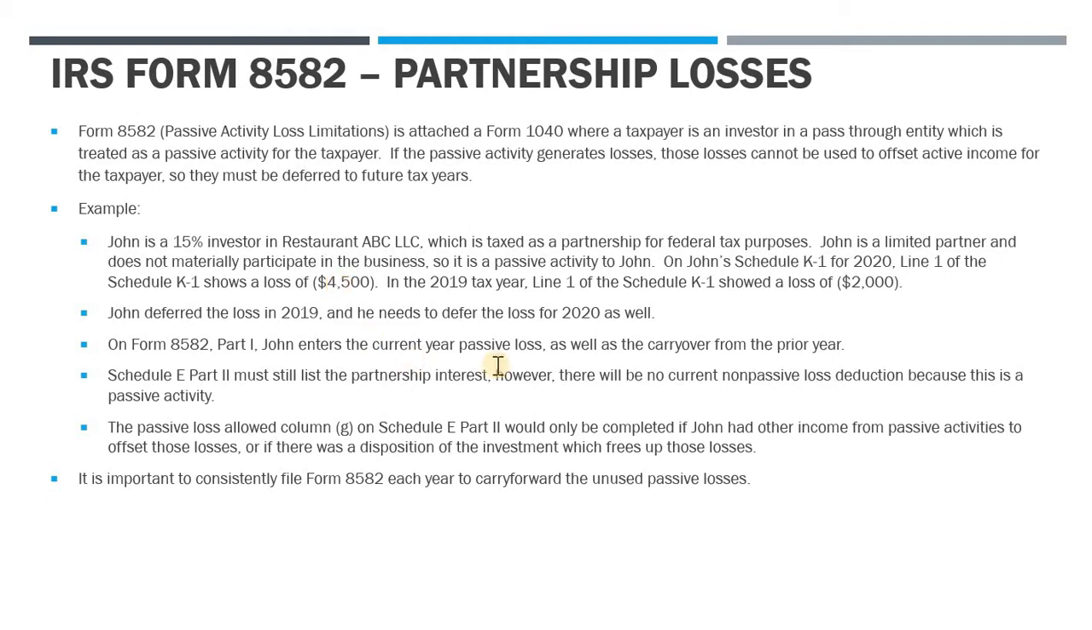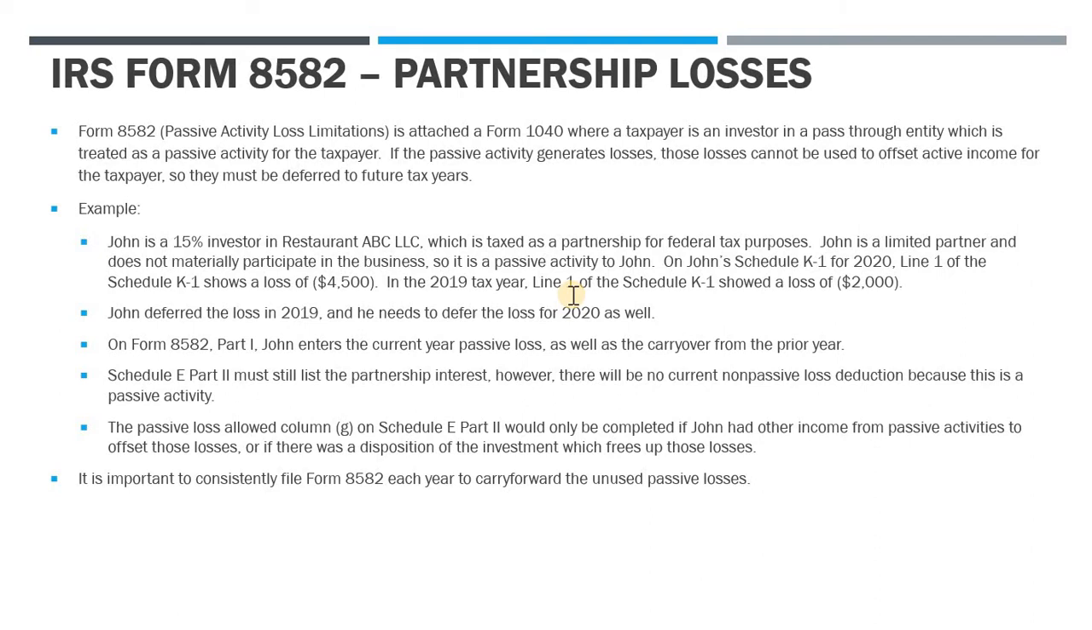Now in John's Schedule K-1 for 2020, line 1 of the K-1 shows a loss of $4,500. And then in 2019, line 1 showed a K-1 with a loss of $2,000. So for both tax years, the company was losing money, right? Not unheard of. It happens to a lot of companies where they're running at losses. So he's had $2,000 in losses in the prior year, $4,500 in the current year. So what does he have to do with his tax return? The Schedule E, the 8582. Well, he deferred the loss in 2019. He's going to have to defer it for 2020 as well.